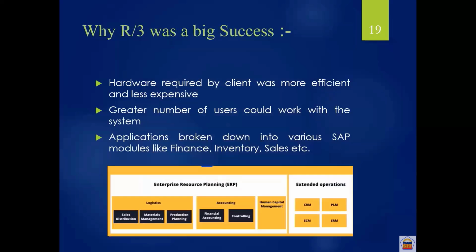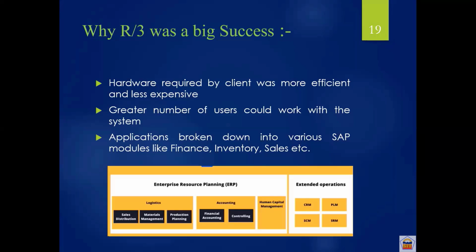Then it is saying that the application is broken down into various modules called finance, inventory, sales. Particularly when we think about ERP, enterprise resource planning, and ERP software, the main modules we have in mind are accounting. Within accounting, we have finance and controlling, and we also have logistics. When we think about logistics, we have sales and distribution, material management, production.